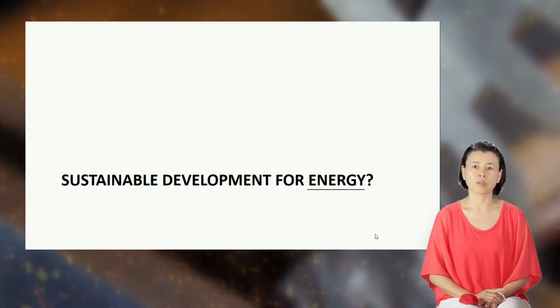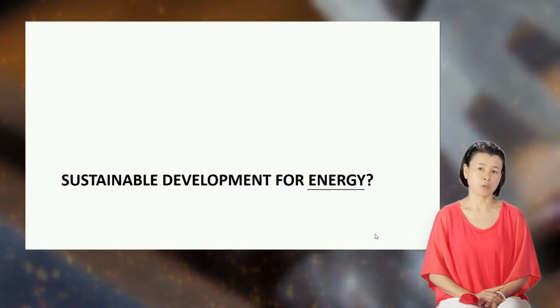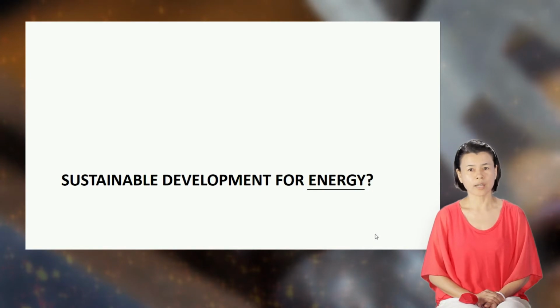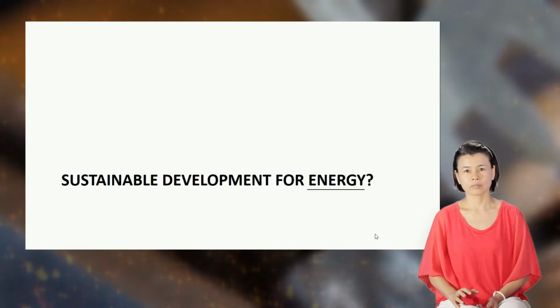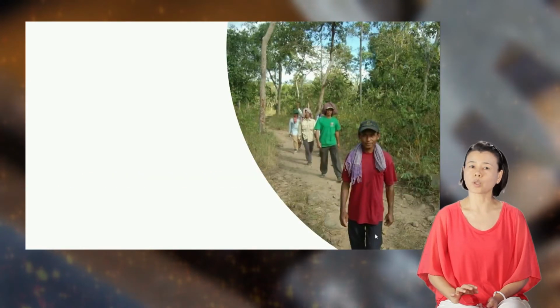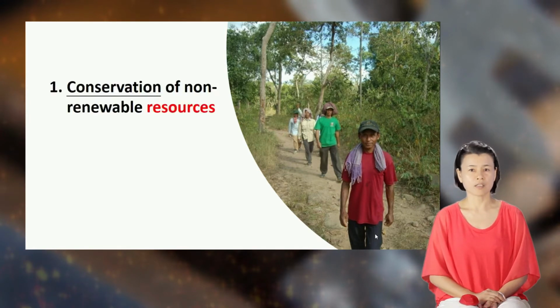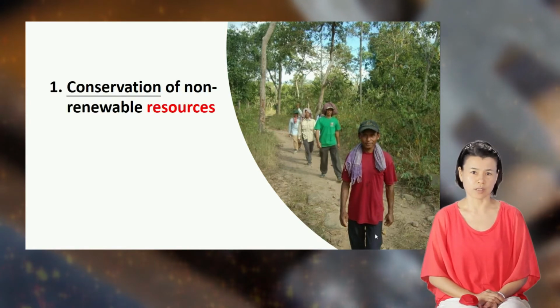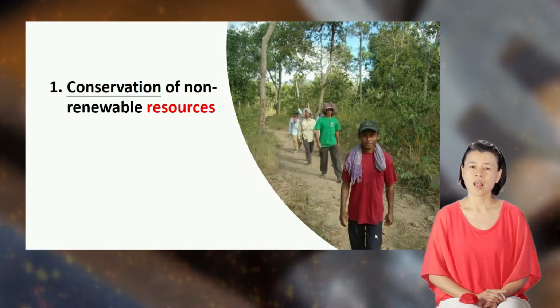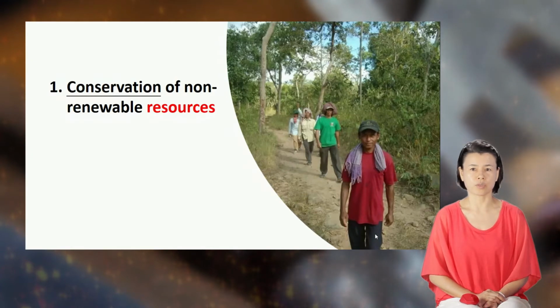What is sustainable development for energy technology? This is also the question of homework for the previous section. Let's look at how to deal with this issue again. Right, there are two ways to deal with it. First, conservation of non-renewable resources. Use the current fossil fuel wisely. Limit the amount that we would use, because fossil fuel will run out.